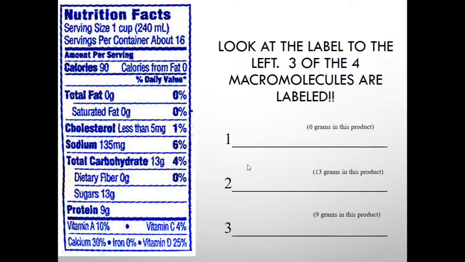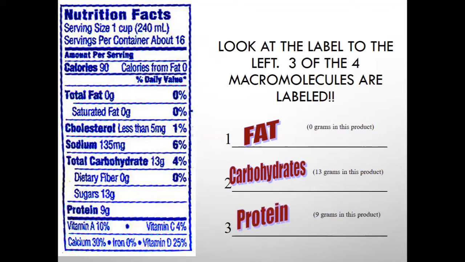One is the fats. Ito, 0 grams in this product. Ito is the fat. Yung una. Ano kaya yung pangalawa? Pangalawa is carbohydrates. Ilang grams ang carbohydrates? 13 grams. At ang protein, 9 grams. Yan pala yung mga macromolecules.